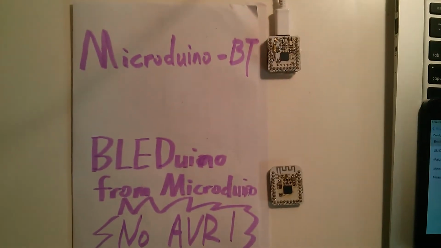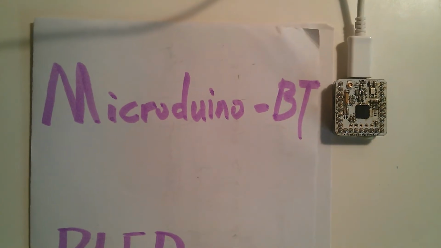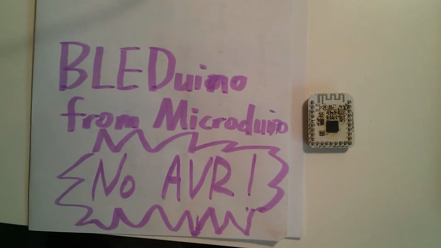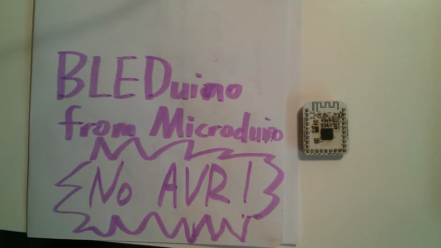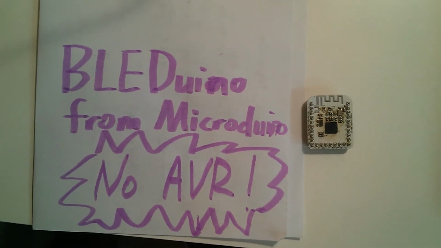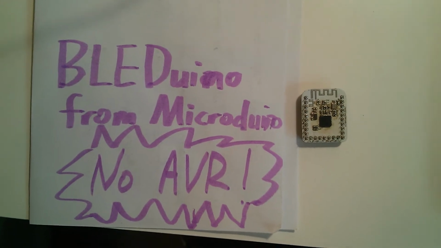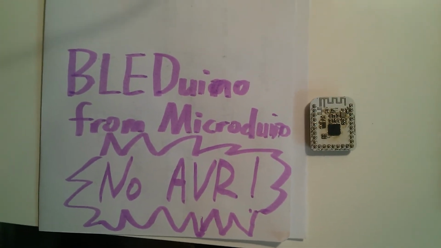And today we've got our Microduino modules. This is a Bluetooth module from Microduino. And this is a BLE Duino from Microduino, which can be used both as a Bluetooth module and as an independent MCU without the Arduino AVR chips.